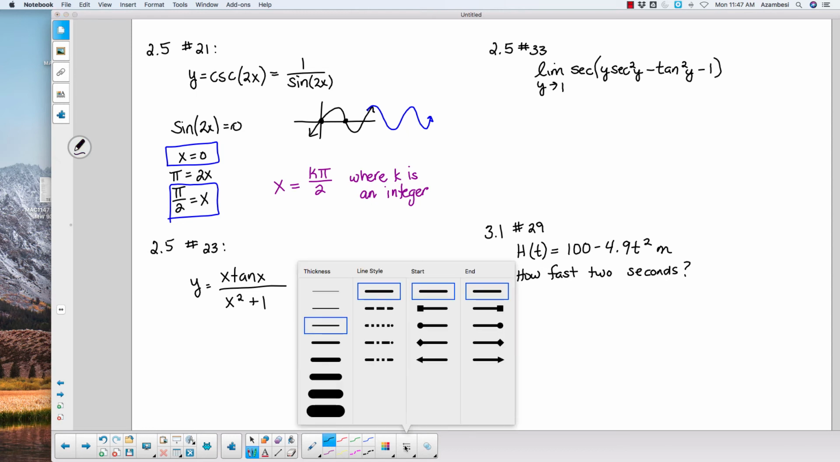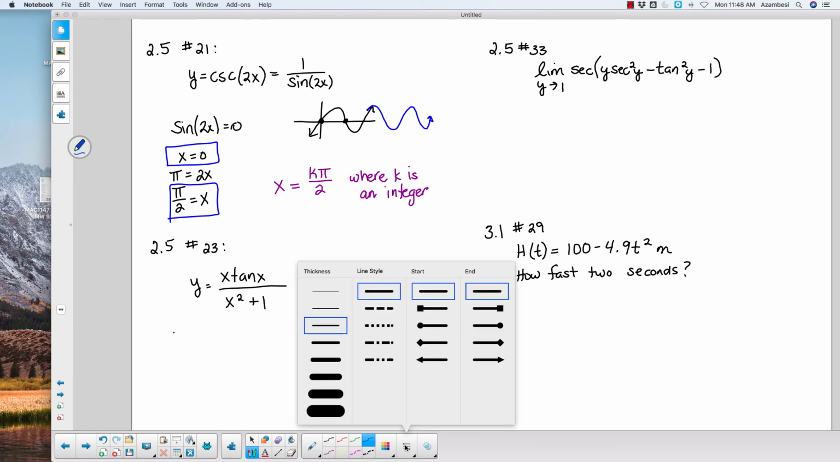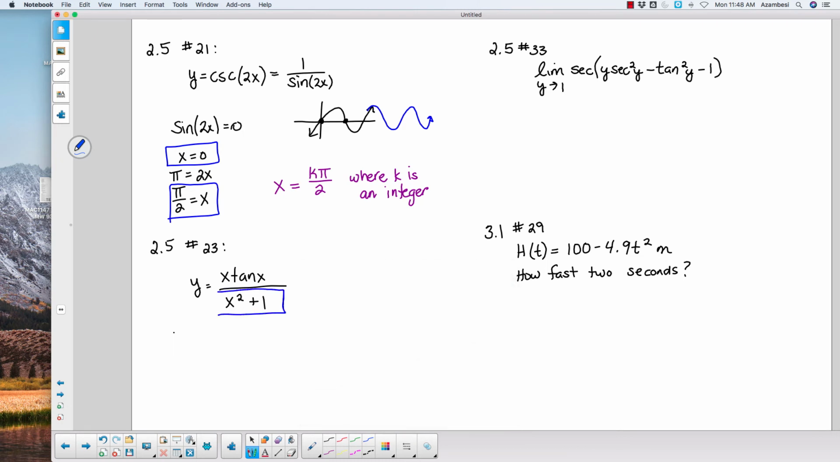We're looking to see where that function is not continuous. If you think about the bottom of the function first, we need to see if that is going to be equal to 0 at any point. It's not, because you have a squared thing plus a squared thing, so this thing is always going to be greater than 0. So the bottom is okay. Now, we're talking about the top. X on the top doesn't matter. It's okay. Tangent, though, is sometimes undefined.